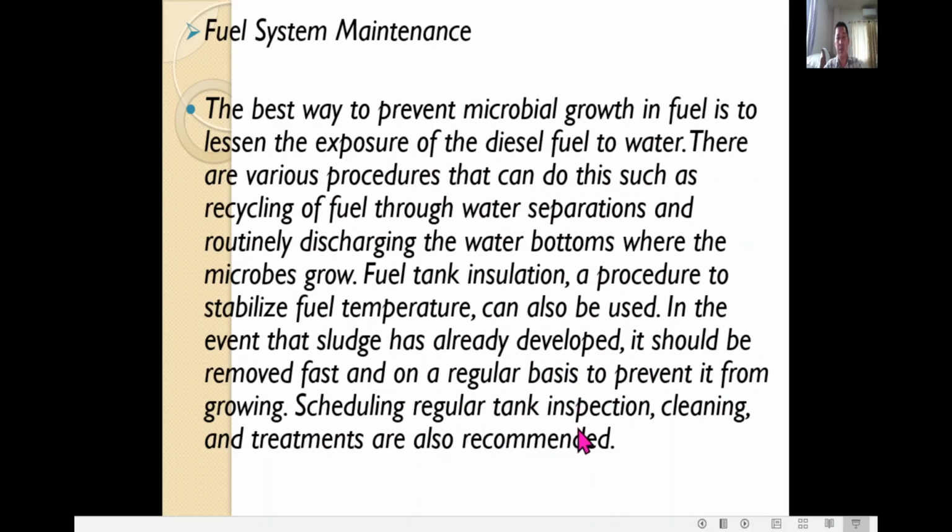Scheduling regular tank inspection, cleaning, and treatments are also recommended. So in dry dock, we clean the tank, but sometimes on board the ship, we also clean. So if we have a chance to clean, we have to clean while we are on ship.